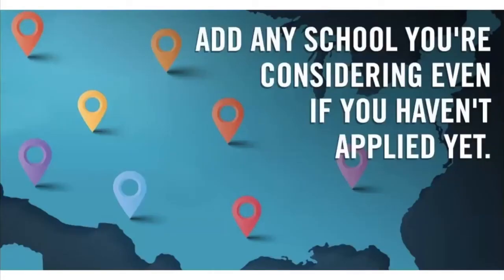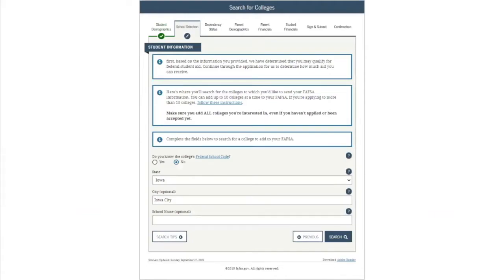Only the colleges that you list on the FAFSA in the school selection section will consider you for student financial aid. So Federal Student Aid is not just blasting your personal information to every college out there. You have to give them permission to send your info there. So you want to make sure you're adding all of the schools that you're considering, and you can add up to 10 at a time. Now, if you're planning to apply to more than 10 colleges, there's specific instructions here in the school selection section that you can review.